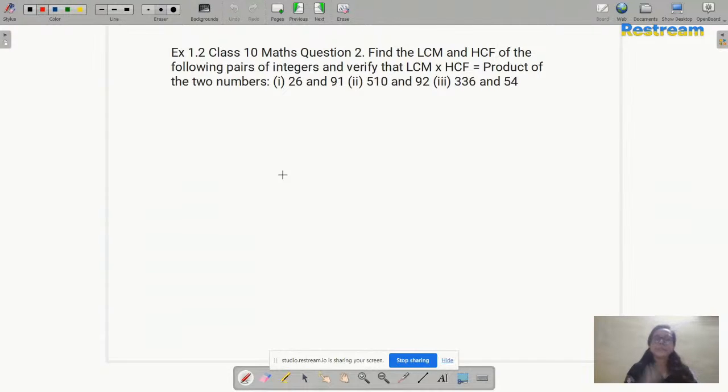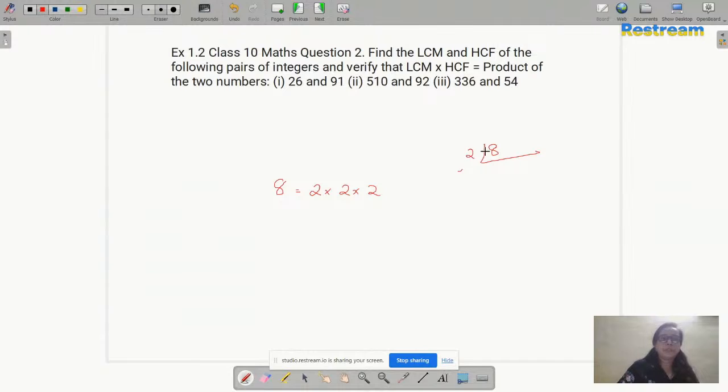Now, actually, this is a question. The first question I have taken from the exercise. What is the fundamental theorem of arithmetic? I'll clear that. So, 8 we can write as 2 into 2 into 2, right? That is the prime factorization of 8.